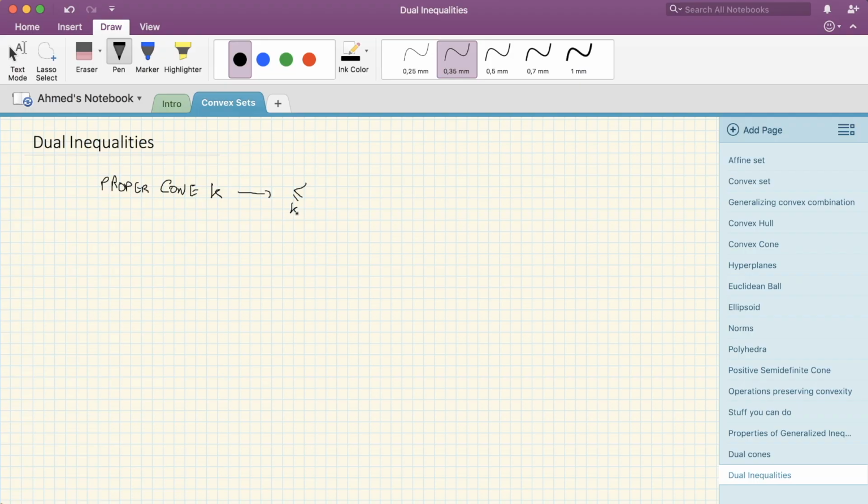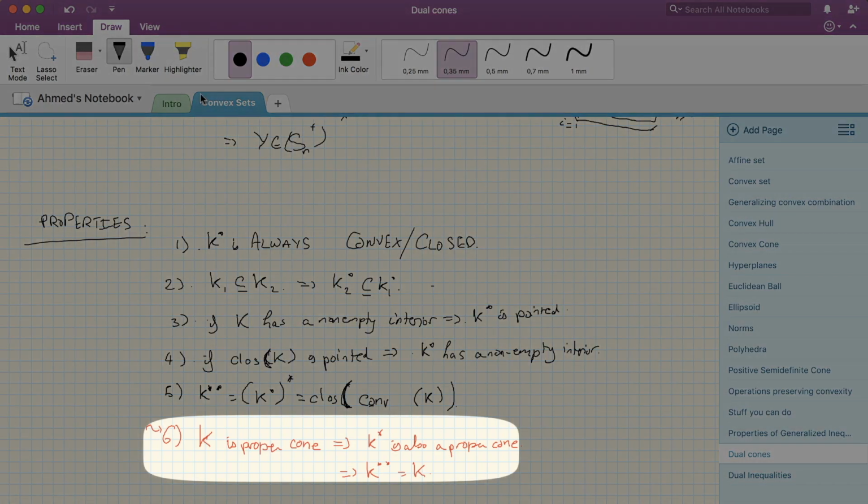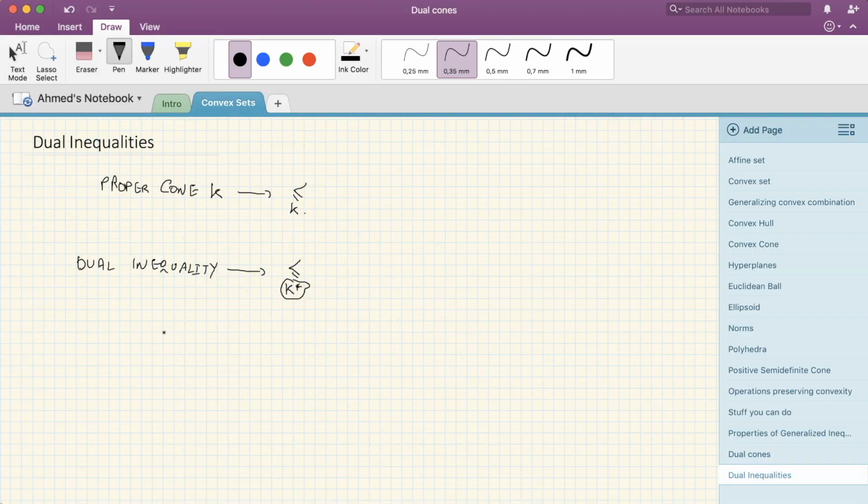Now, the dual inequality, or more formally, the dual generalized inequality, but for short, we call it dual inequality, is nothing other than the inequality induced on K star, the dual of K. Because we are sure that K star is proper due to property 6. So that is typically what a dual inequality is. And some of its important properties are the following.